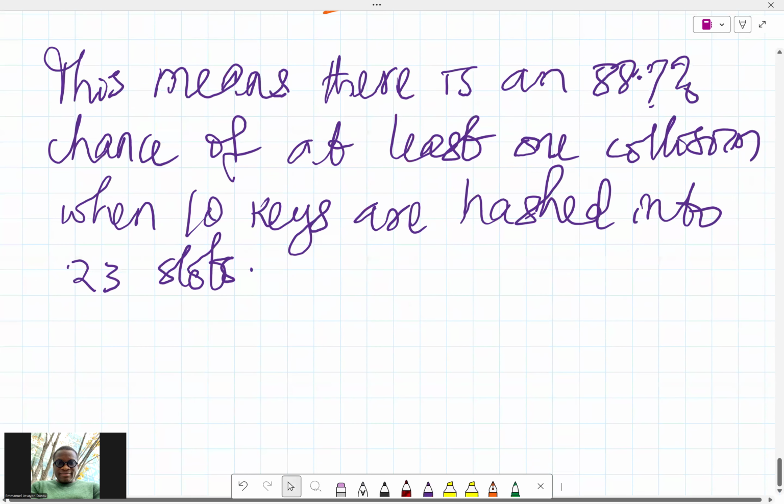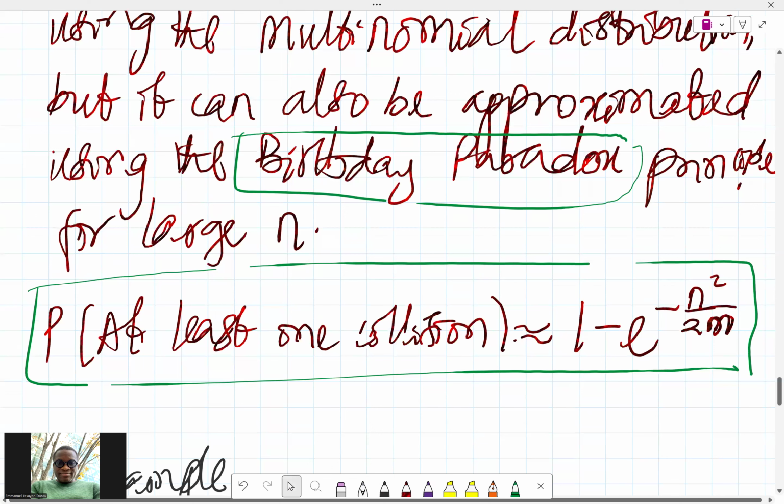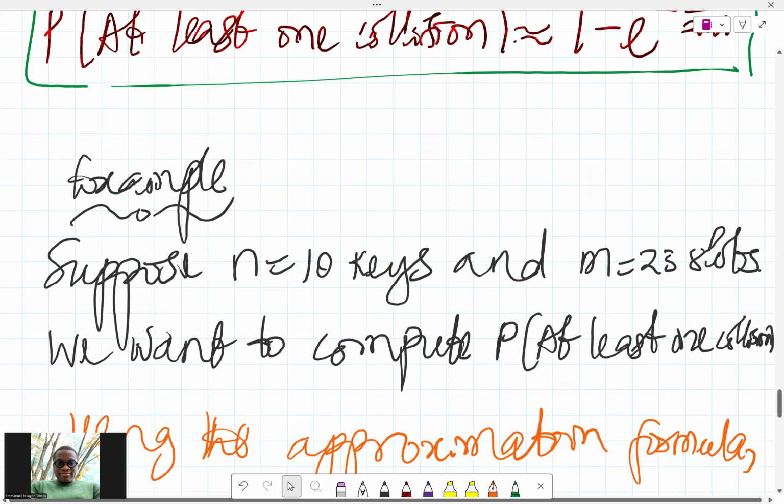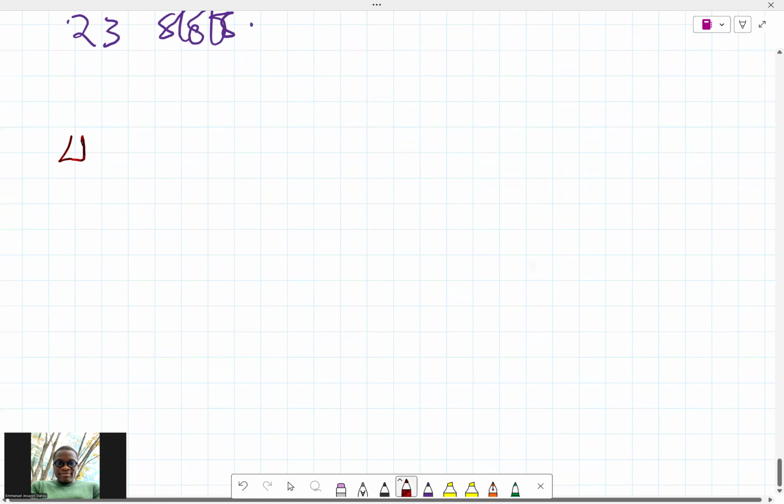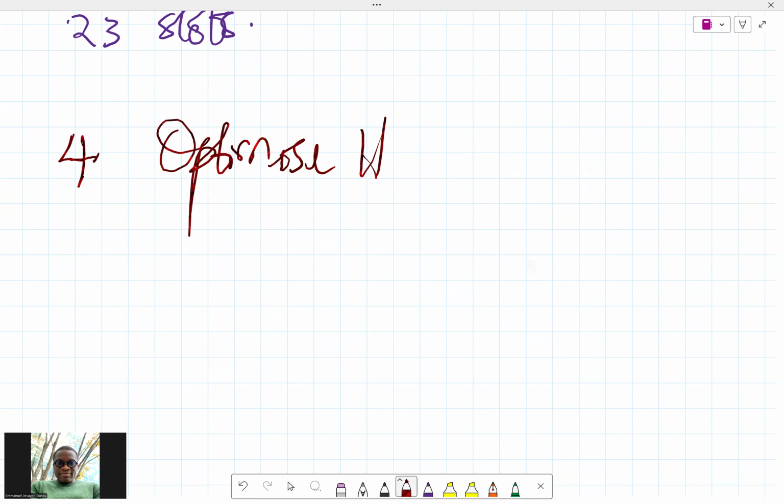Another thing we can do, we've done 3 steps so far. Another step we can take is to optimize hash table design. Okay. 4th step, optimize hash table design.